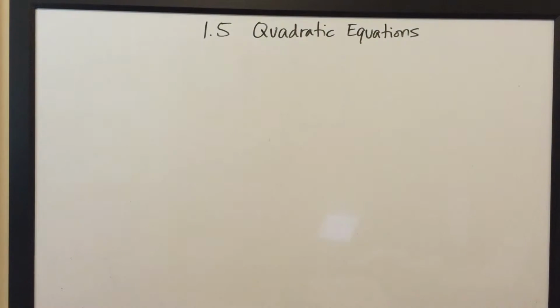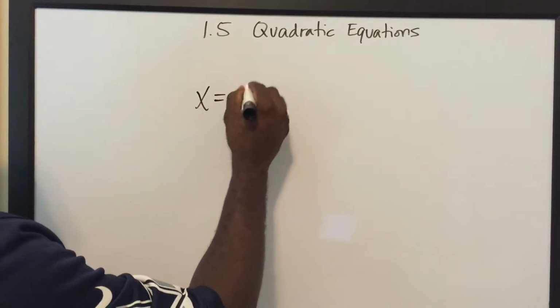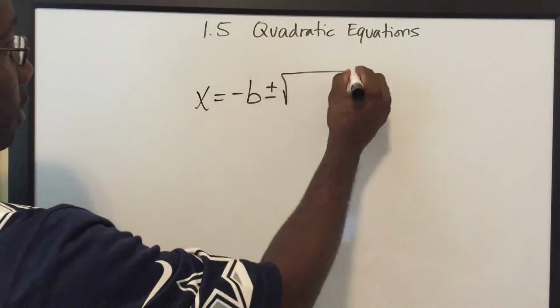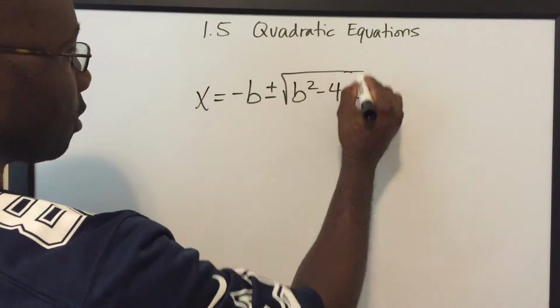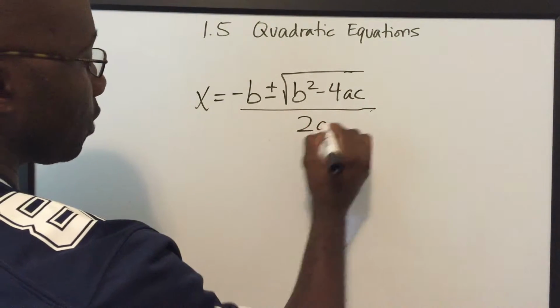Okay, class, so we're still in 1.5 quadratic equations. Where I left off with the last video was solving using the quadratic formula. Last time I did the completing the square method and solving by factoring. This time we're solving using the quadratic formula. If you recall, the quadratic formula is x is equal to negative b plus or minus the square root of b squared minus 4ac all over 2a.